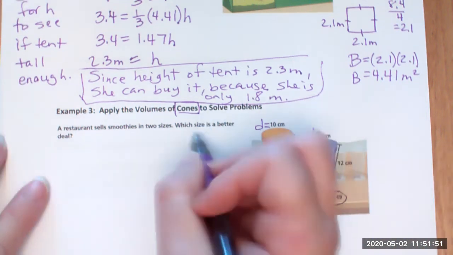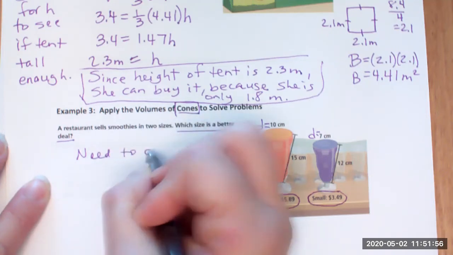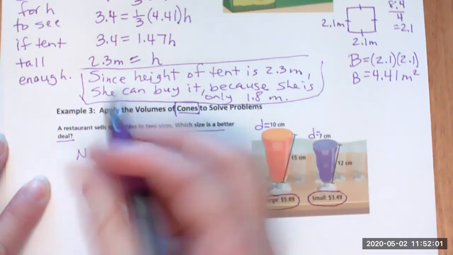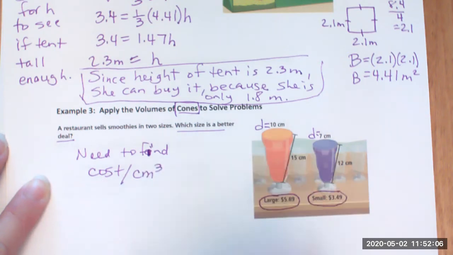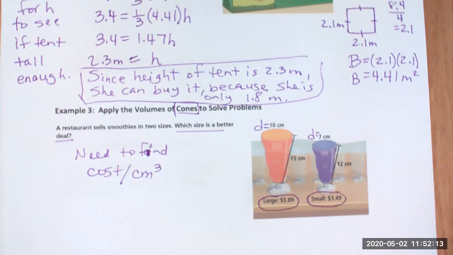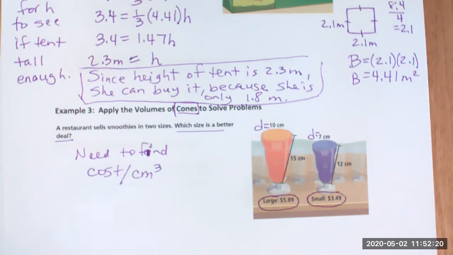And to figure out which is the better deal, we need to find the cost per cubic centimeter in order to be able to figure out which one is the better deal, okay? And whichever one has a lower cost per cubic centimeter, that will be the better deal, okay? This is very similar to when you go to the grocery store and you need to figure out which size item is a better deal.